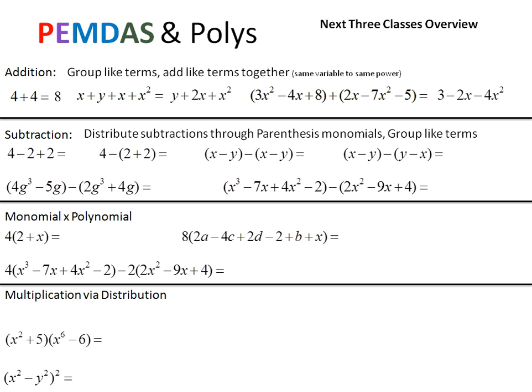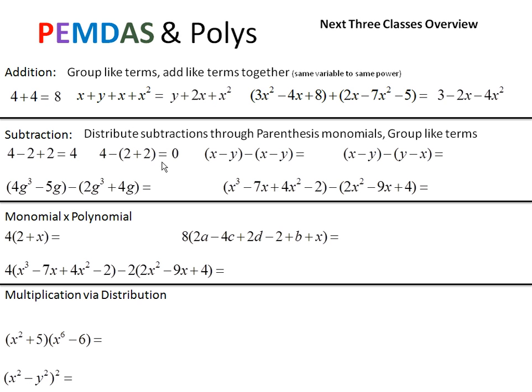Okay. Now, you'll notice that there is no distribution here, so this is a rather simple problem. 4 minus 2 plus 2. According to PEMDAS, we just do left to right. So 4 minus 2 plus 2 is 4. However, in this problem, according to PEMDAS, we should do everything in the parentheses first. So 2 plus 2 is 4. 4 minus 4 is 0.